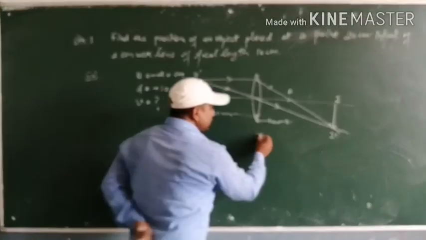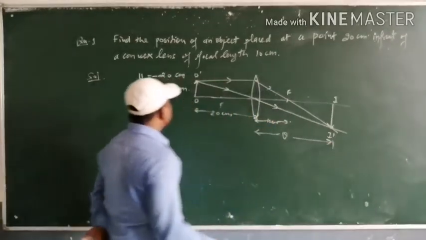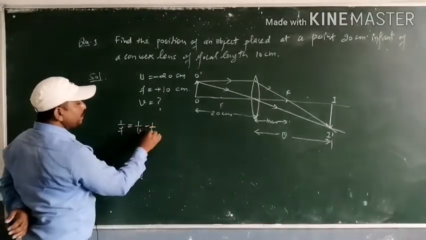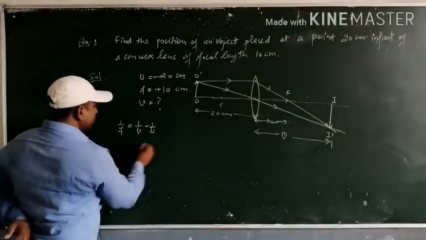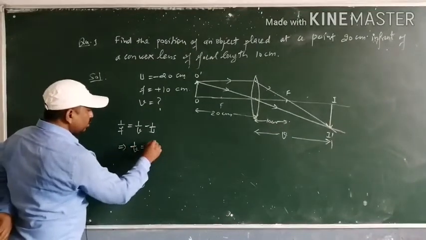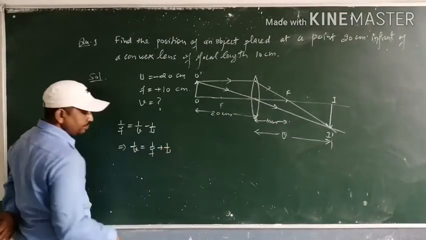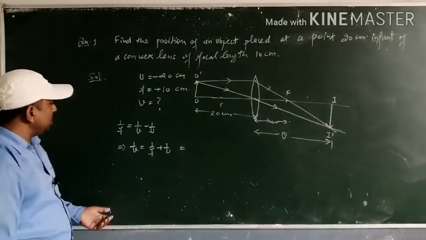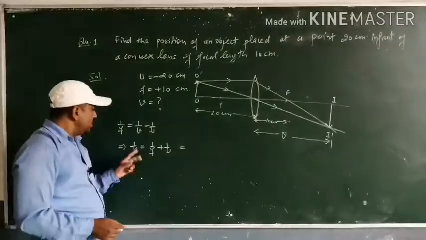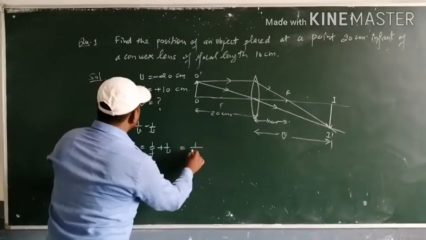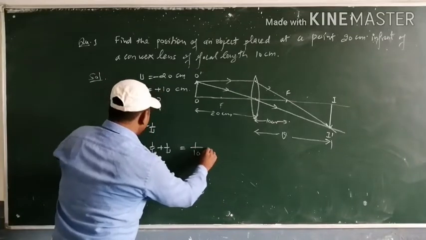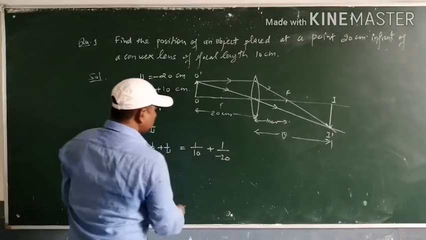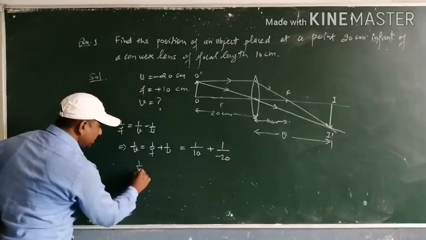If the distance of this image is V, then from the lens formula 1 upon F equals 1 upon V minus 1 upon U. So from here 1 upon V equals 1 upon F plus 1 upon U. If we put the values of F and U in this formula, we can easily find V. So 1 upon V equals 1 upon plus 10 plus 1 upon minus 20.